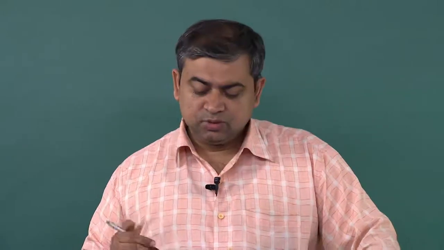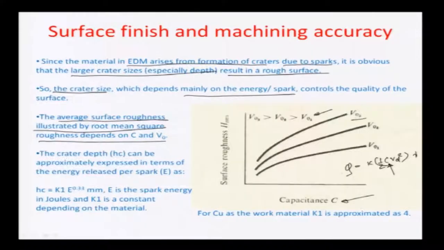And if this is lesser, meaning you have a lower operating voltage, half CV_d squared would again depend on that lower operating voltage, and the surface roughness would be lesser, or the surface would be smoother. Here for example, V_o3 is a higher operating voltage, greater than V_o2, greater than V_o1. You can see these surface roughness trends vary with capacitance, with high roughness on the higher operating voltage characteristic, and lower roughness on the lower operating voltage characteristic.